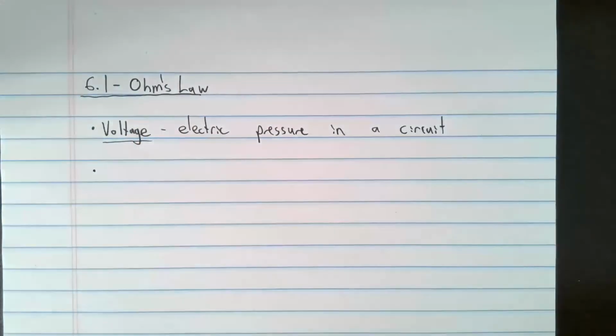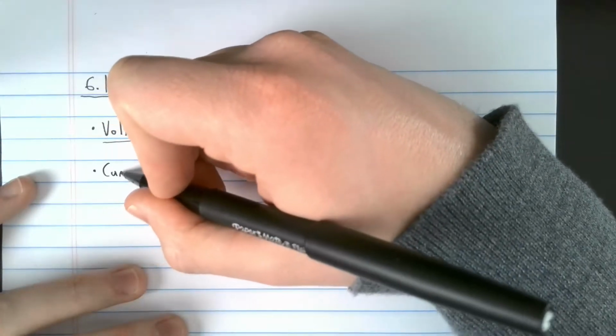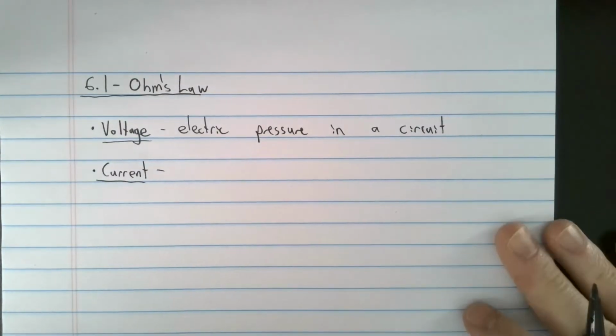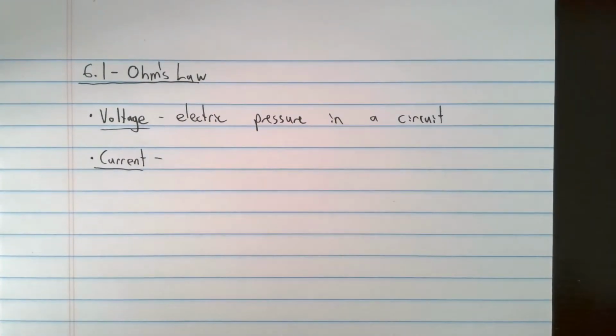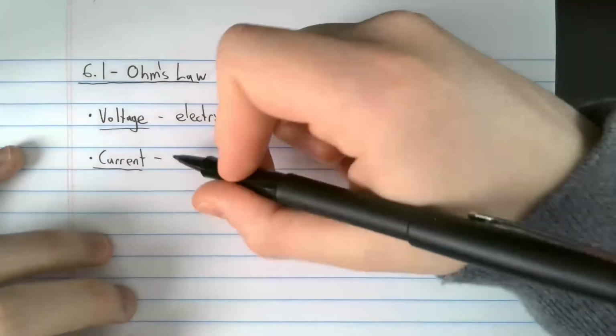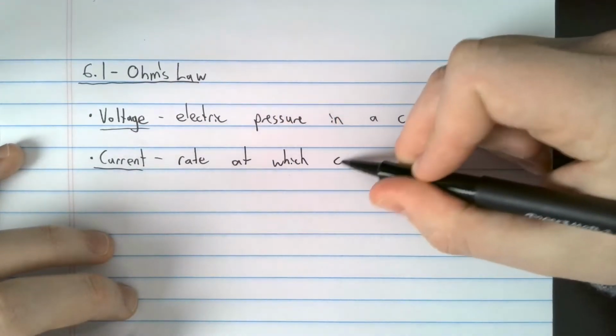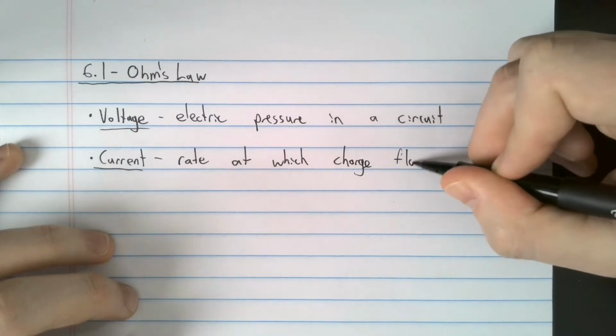Okay. Current is a little more complicated. Current is the amount of electrons that pass through a point per second. If you picture a bunch of people walking through a hallway, the current of human beings is how many people pass through a doorway every second. So this is the rate at which charge flows in a circuit.